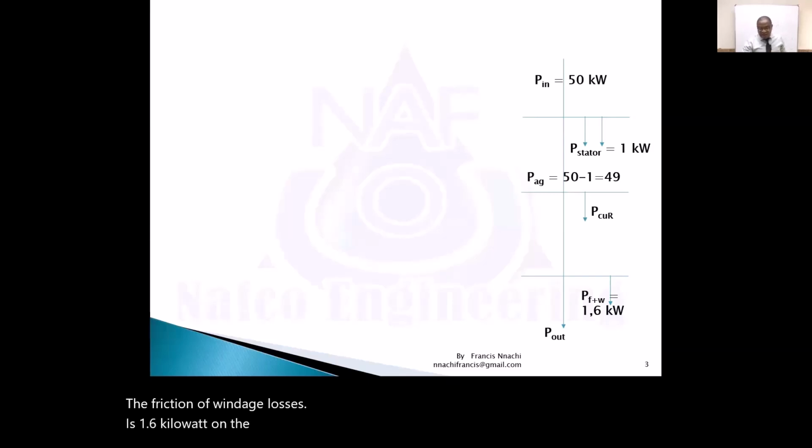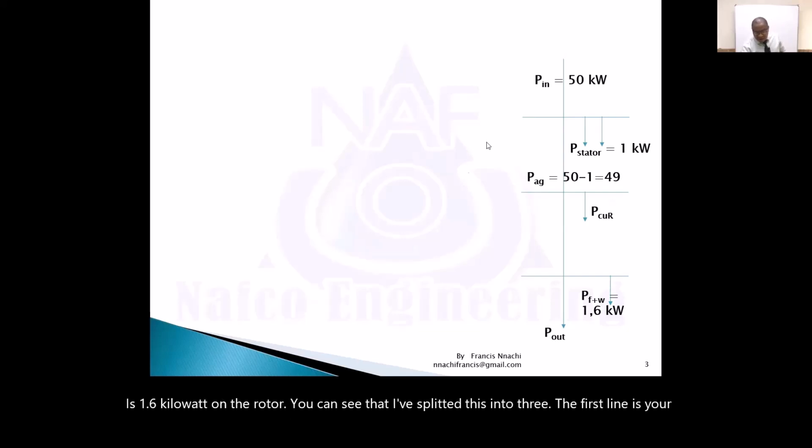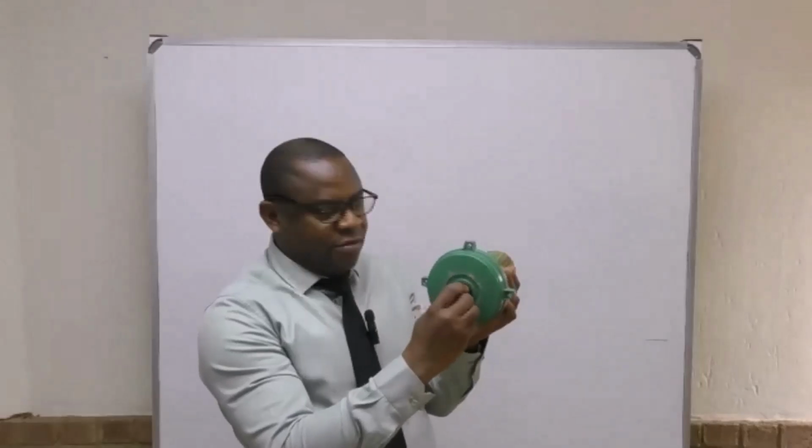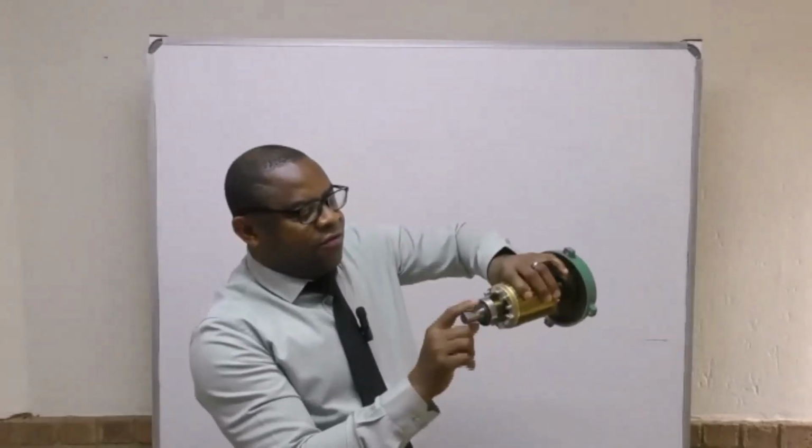You can see that I've split this into 3. The first line is your stator line. This one first here is for the stator, and this is for the rotor. And now here is for the shaft. I'm sure you know, this is your shaft.